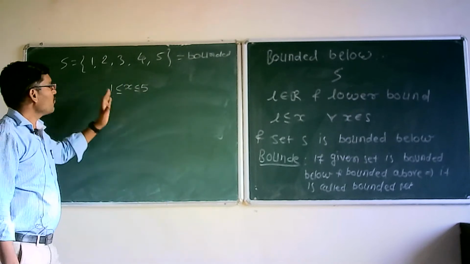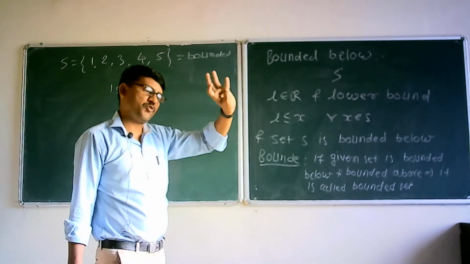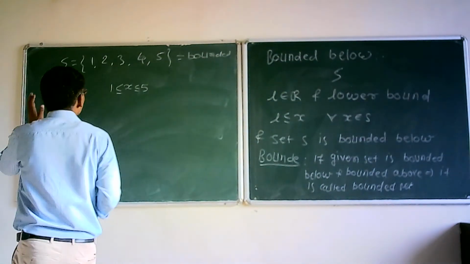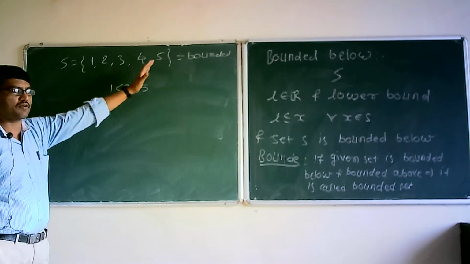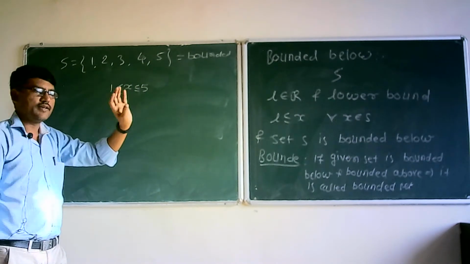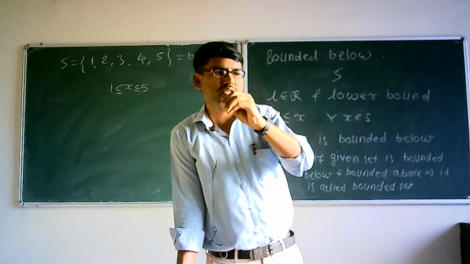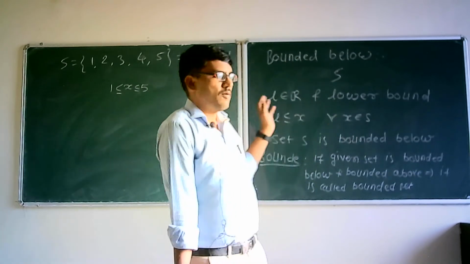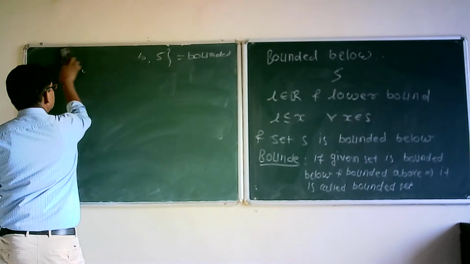How many upper bounds does this set have? 5, 5.1, 5.2, 6, 7, 8. They are all upper bounds. What is a lower bound? We need to find a number such that all these numbers are greater than it. So 0, -1, -2 are lower bounds. All these numbers are lower bounds for this set, and therefore this set is bounded.